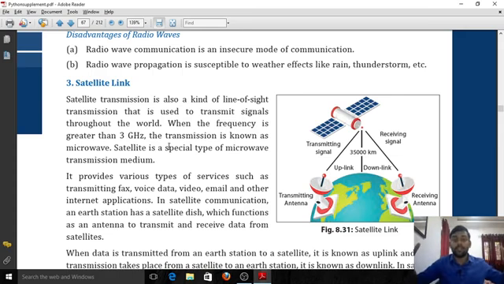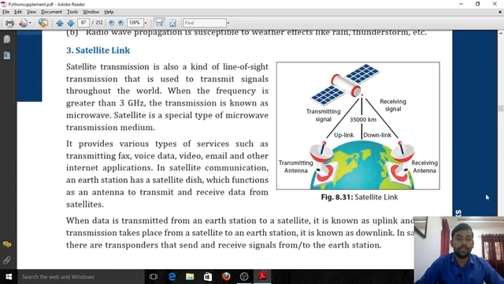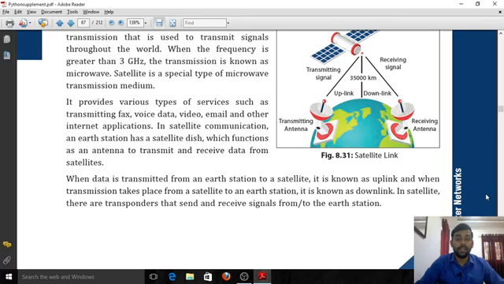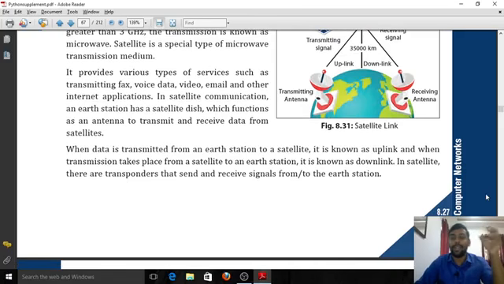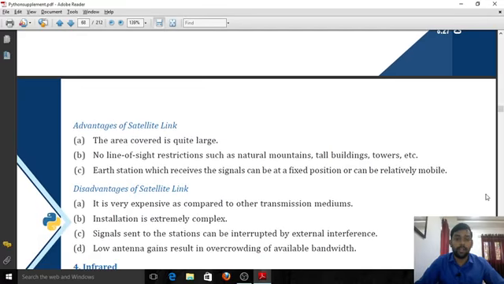It offers a very large scale of data transmission. When the frequency is greater than 3 gigahertz, the transmission is known as microwave, and this special microwave transmission medium provides various services such as transmitting voice, fax, video, email and other internet applications. You can see the satellite dish, antenna and other devices. Data transmitted from the Earth to the satellite is known as uplinking, and transmission from the satellite to the Earth is known as downlinking. You might have seen the downlinking and uplinking frequencies of TV channels. The area covered is very large.